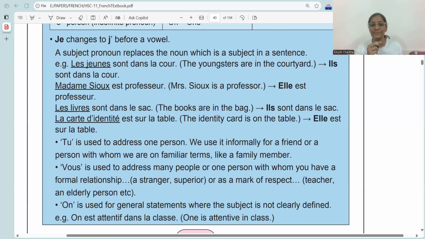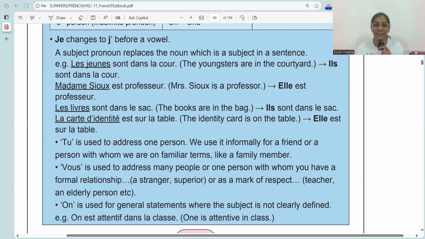For example, les jeunes sont dans la cour. The youngsters are in the courtyard. Here, youngsters is the subject. If I want to replace the subject with some pronoun, what would I say? They are in the courtyard. So I will use masculine plural, which is ils. Ils sont dans la cour. They are in the courtyard.